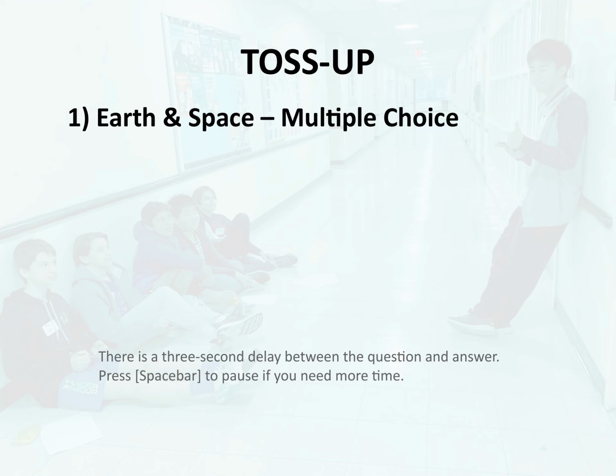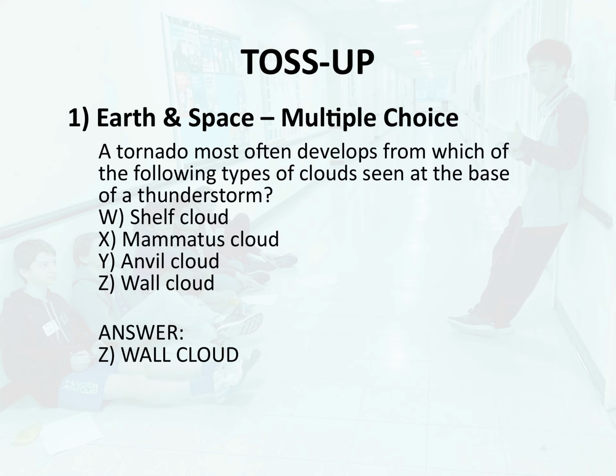Toss-up 1. Earth and space, multiple choice. A tornado most often develops from which of the following types of cloud seen at the base of a thunderstorm? W. Shelf cloud. X. Mammatus cloud. Y. Anvil cloud. Z. Wall cloud. Answer. Z. Wall cloud.